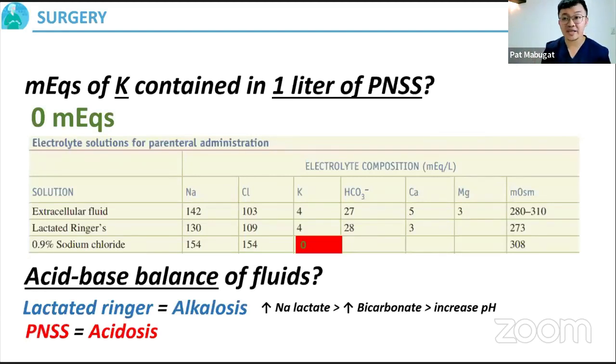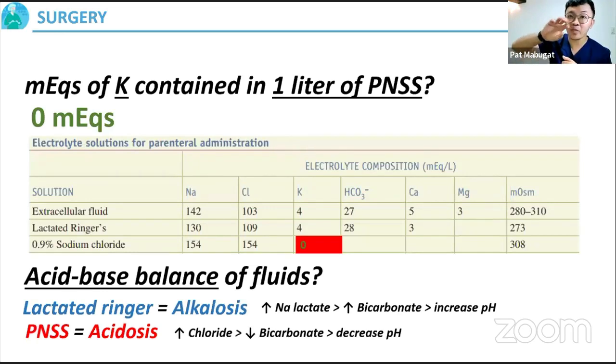This is different from your NSS. Now the NSS, the increased chloride being negative, pushes the bicarbonate. Remember, bicarbonate is usually found outside the cell. If there's increased chloride, it's going to push the bicarbonate inside the cell, thus decreasing the bicarbonate levels in the blood. If you have less bicarbonate in the blood, you have acidosis. So there's a decreased pH. Again, don't get confused. Lactated Ringer's, alkalosis. NSS, acidosis.